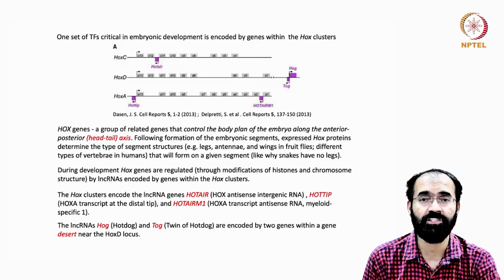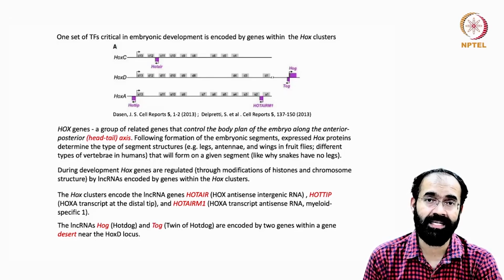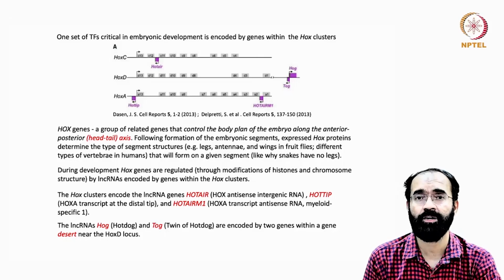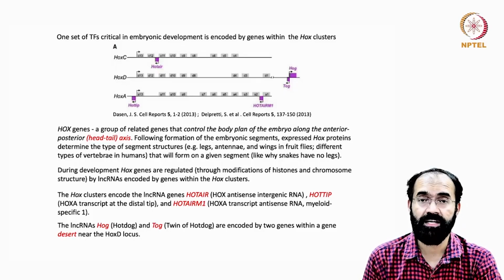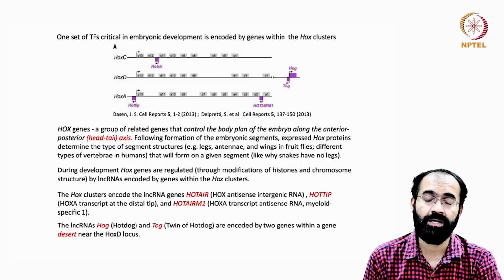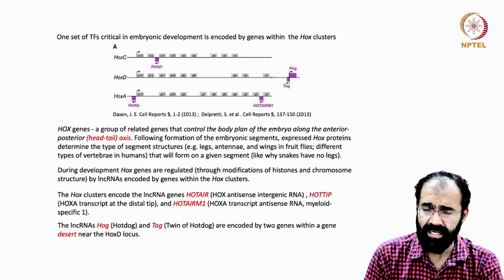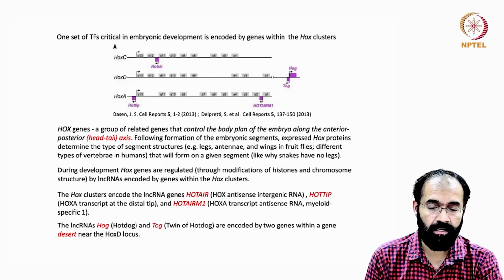So Hox genes make sure that each and every body part in your body, including the vertebrae number in your vertebral column, is right. Your vertebral column is made of 33 pieces. So you don't want one piece extra, you don't want one piece missing. So everything is regulated precisely by your Hox gene clusters during the development. Starting from insects onwards, the Hox gene clusters are present.